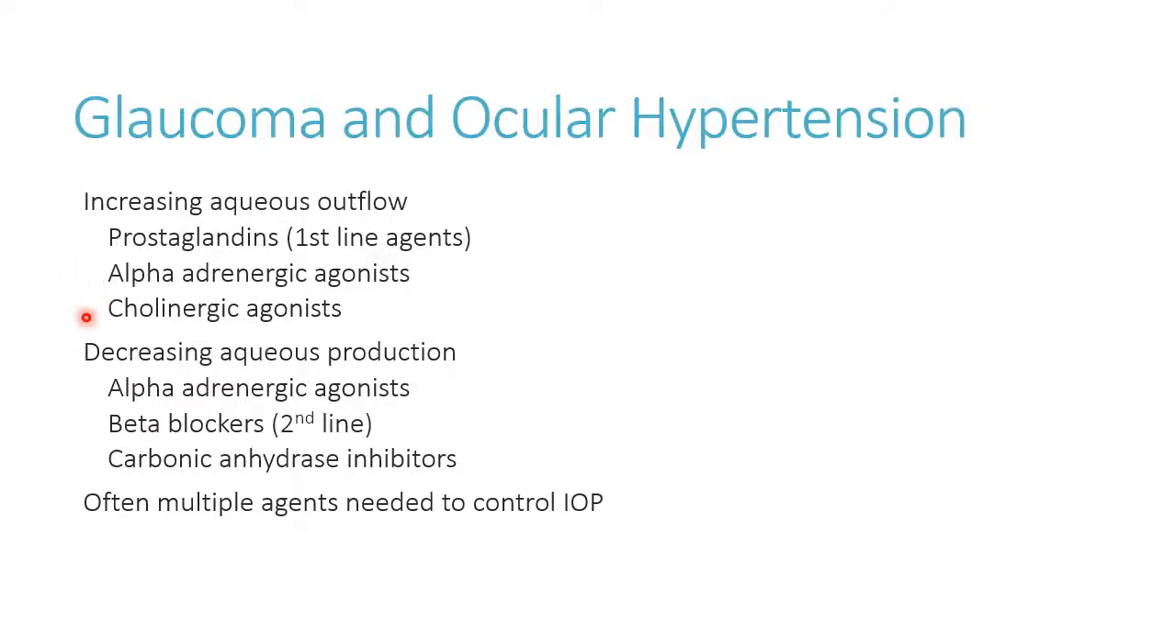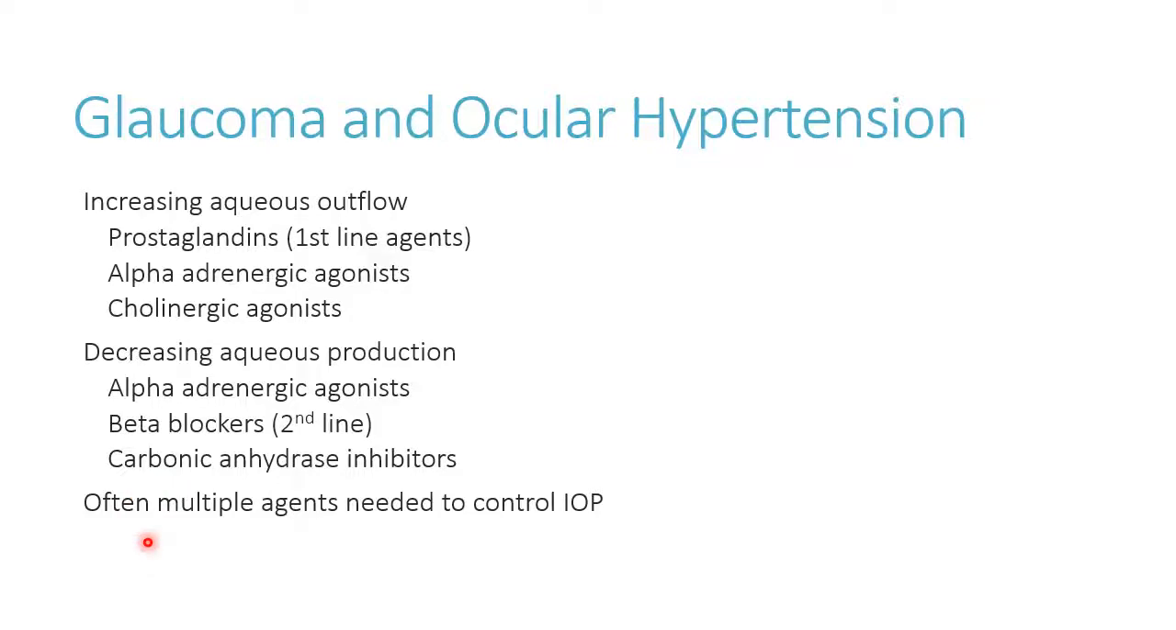We'll find some cholinergic agents can also be used to help increase outflow. And as far as decreasing production of the aqueous humor, the beta blockers are used here, which are typically second line, maybe first line in some patients. And then we have our carbonic anhydrase inhibitors. Oftentimes you need multiple drugs in order to control intraocular pressure.